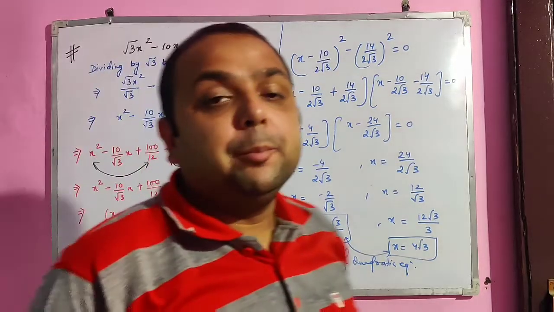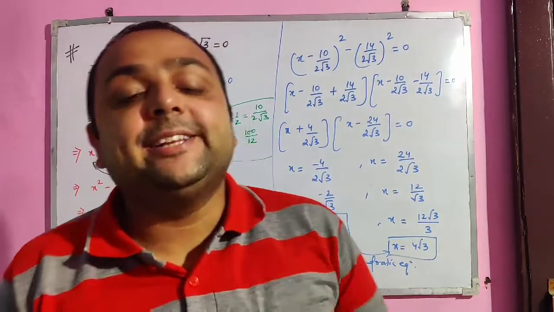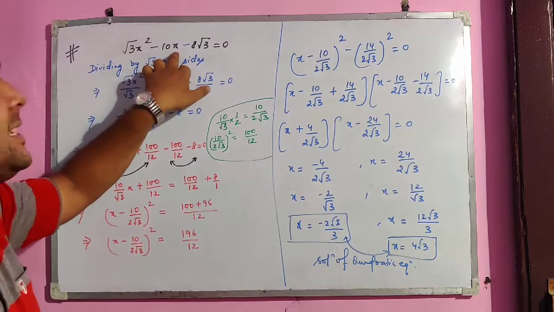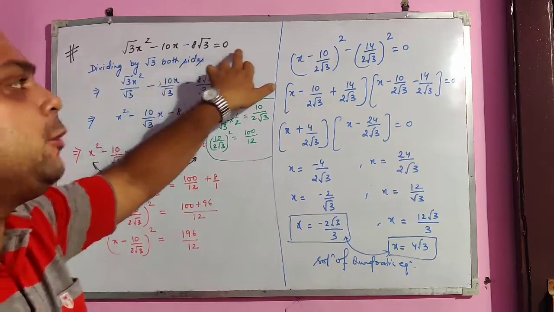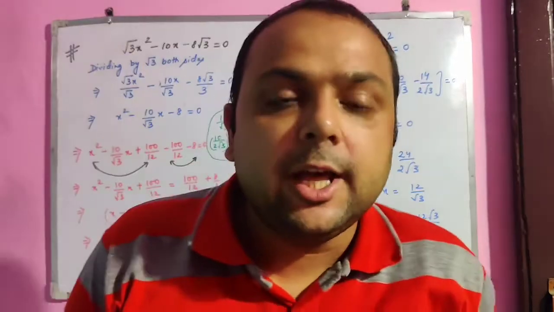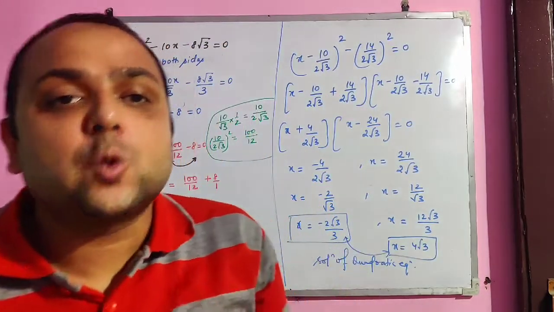Now we are going to see one more question related to completing the square. The question is root 3 x square minus 10x minus 8 root 3 equal to 0. We are going to solve this quadratic equation by the method of completing the square.